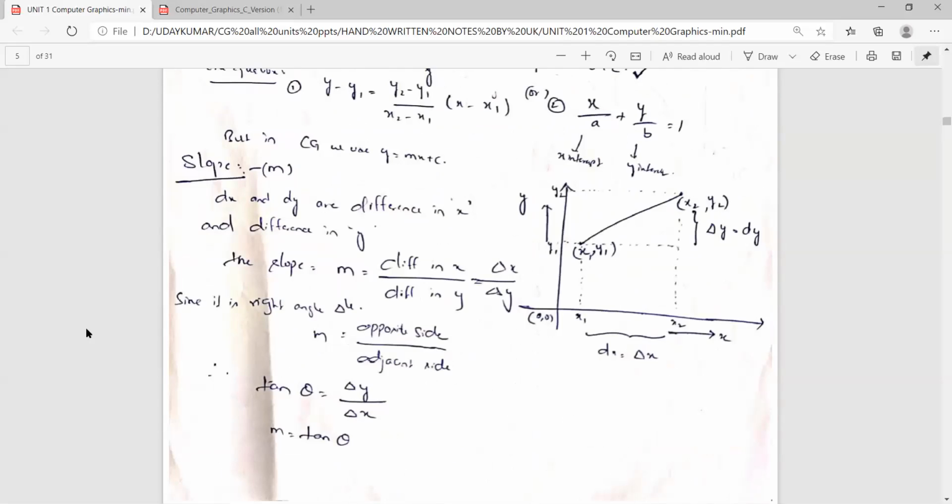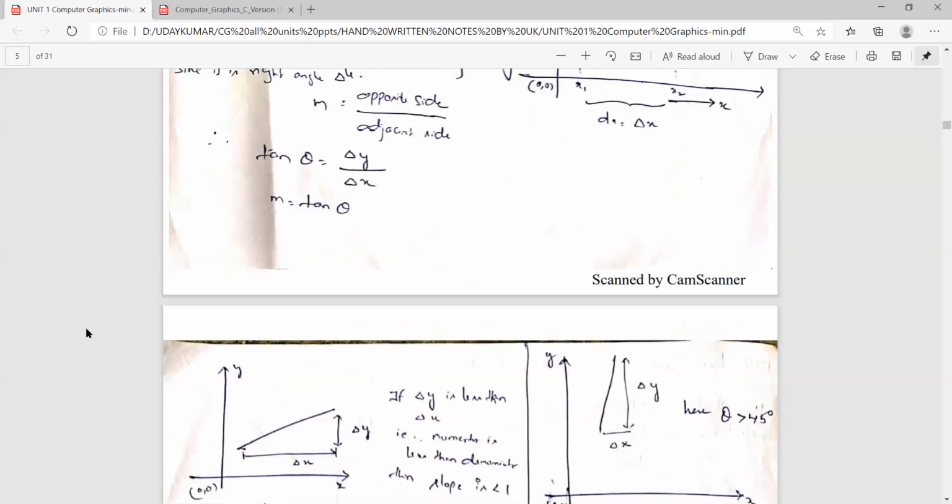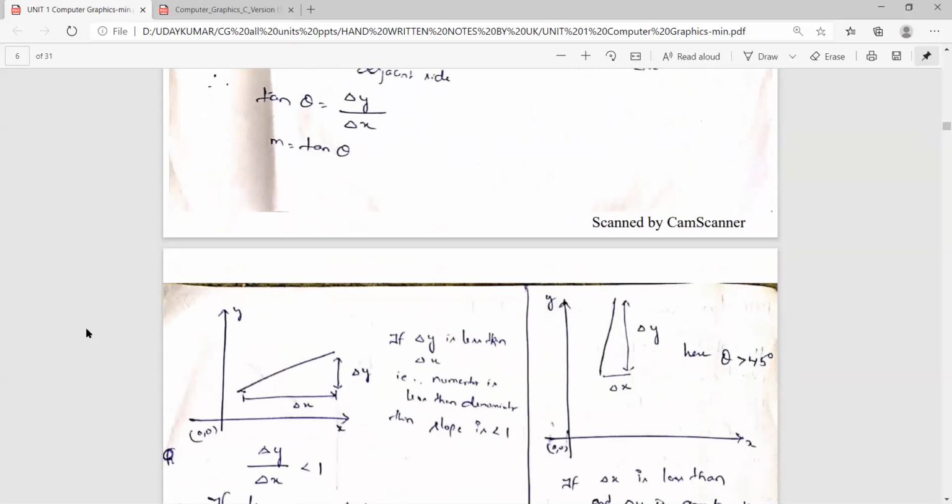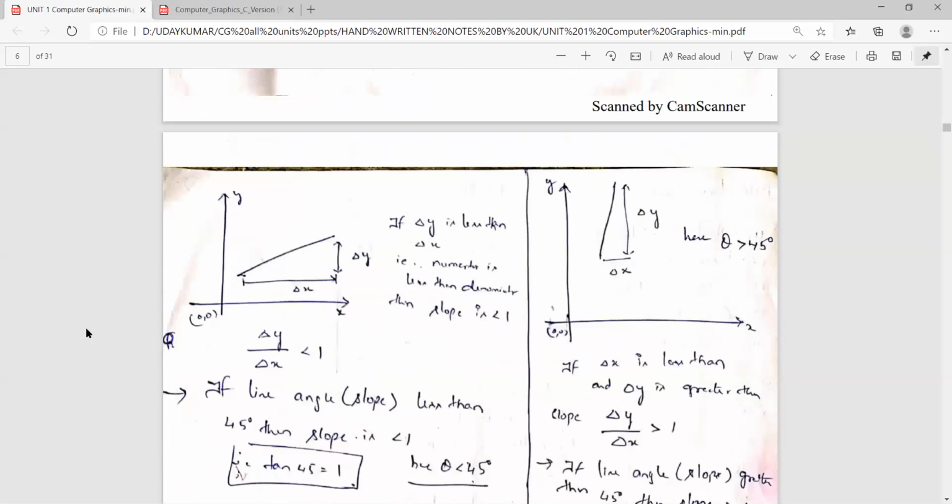So this is the example for m equal to tan theta. Now we will see the different variations of straight lines. If you take different variations of straight lines, the theta value will change. So let us consider in this example we have taken the straight line where dy is less than dx. What is delta y? The difference of y coordinates, y2 minus y1.